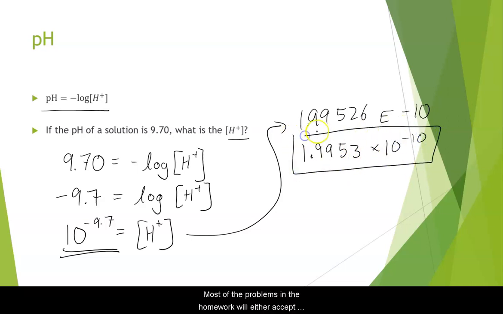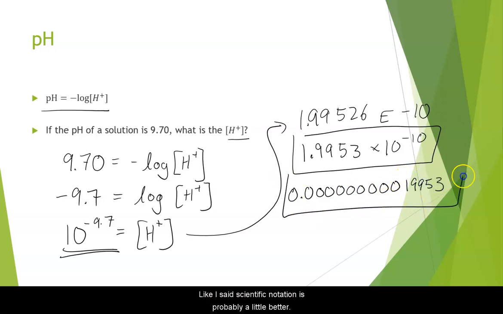Most of the problems in the homework will either accept scientific notation, which is what this is, or decimal notation, standard notation. To write this in standard notation, which I don't really recommend since it's times 10 to the negative 10th power, you could write 0.000000000199953. Like I said, scientific notation is probably a little better.